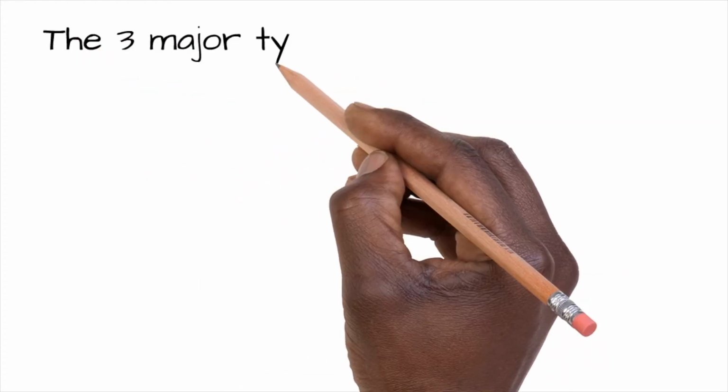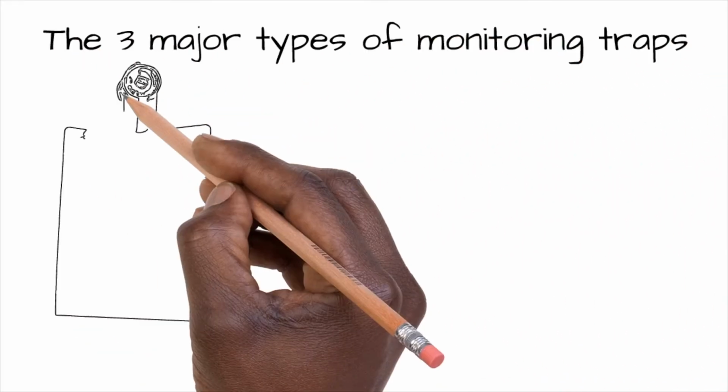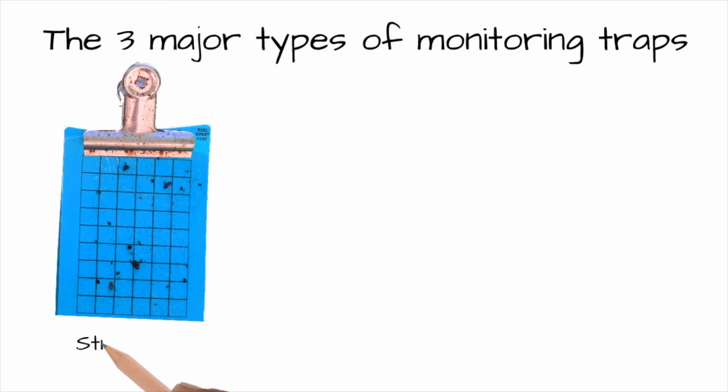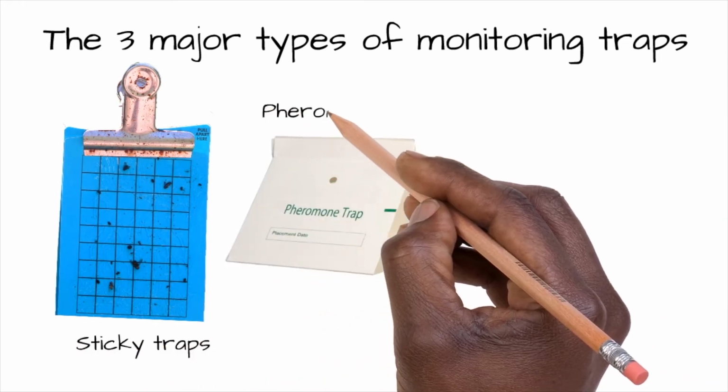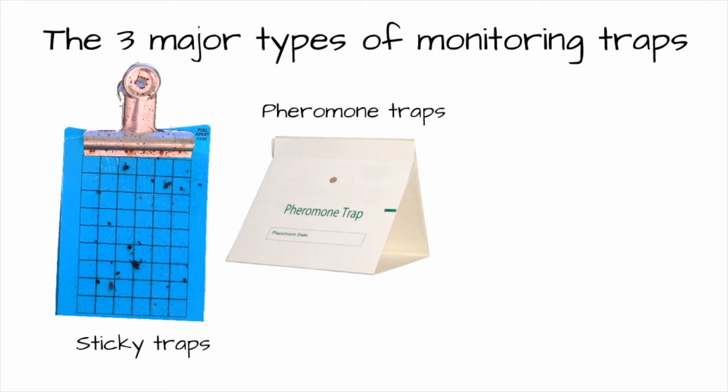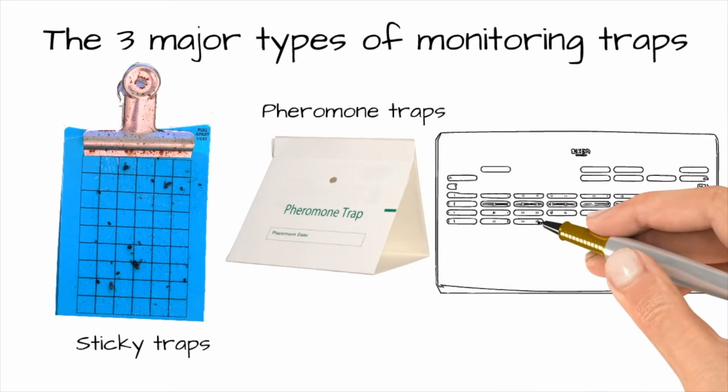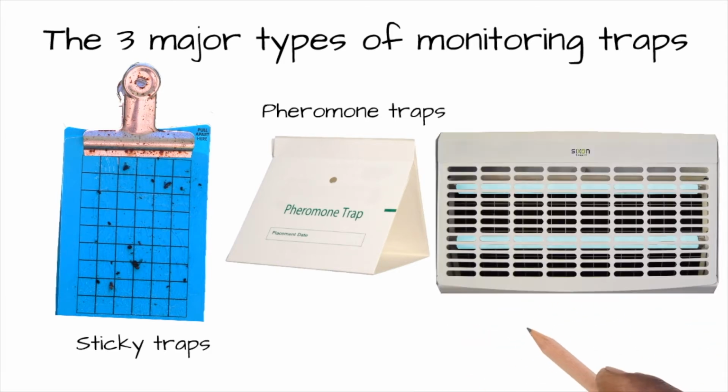Three major types of monitoring traps are sticky traps, which use an adhesive to capture insects, pheromone traps, which use chemical attractants to draw certain species of pests into the trap, and insect blacklights, which use ultraviolet light to lure and capture certain flying insects.